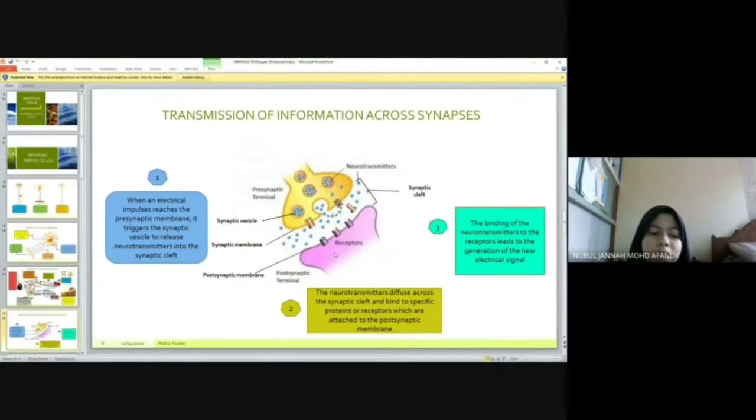The electrical signals carrying a message must be transmitted across the synaptic cleft to an adjacent cell. A synaptic cleft is the space between the presynaptic membrane and the postsynaptic membrane. The transmission of nerve impulses across the synaptic cleft occurs via a chemical process. This process requires the action of certain chemical substances known as neurotransmitters.